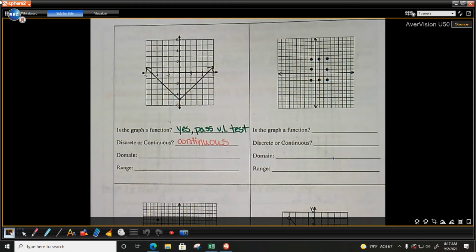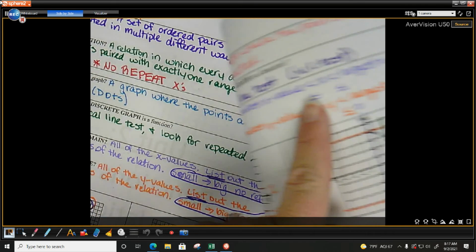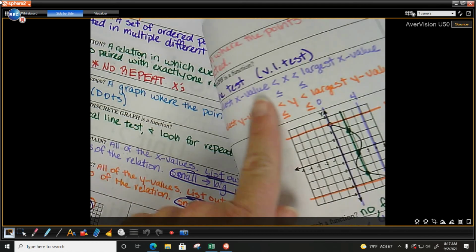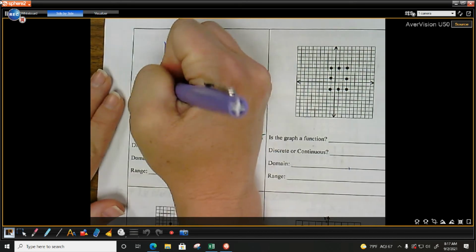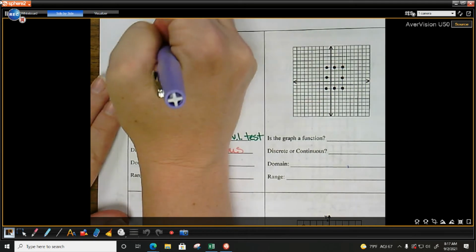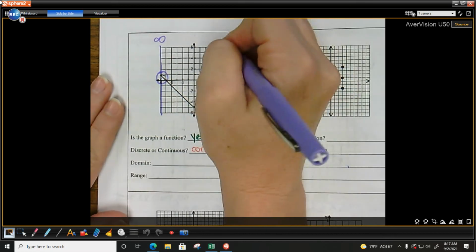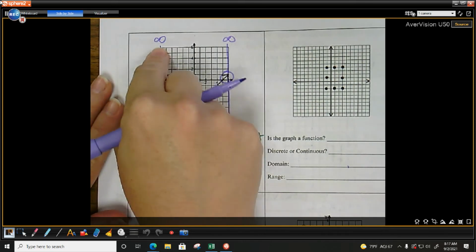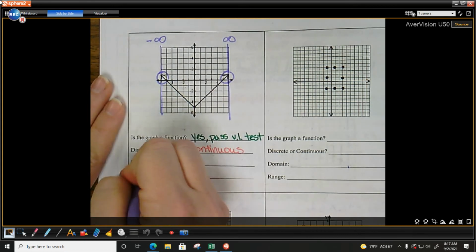When we do a continuous graph, guys, what do we use? The inequalities. So draw your line at the left. What's that mean? Infinity. Draw your line at the right. What does this mean? Infinity. This infinity is on the left, so it shouldn't be positive. It should be negative, and domain means x. So negative infinity less than x less than positive infinity.